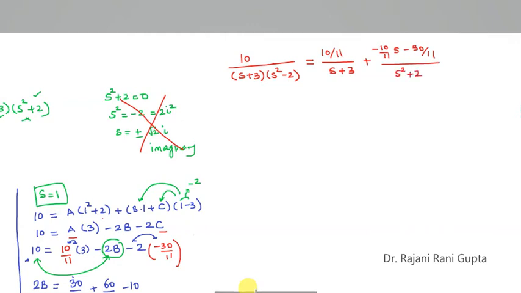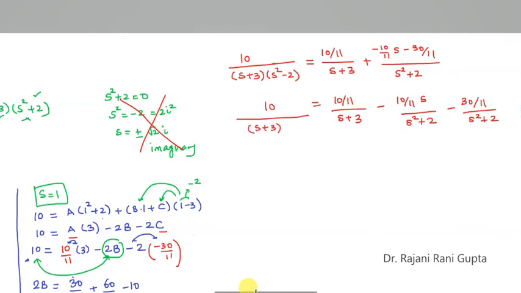Okay, now these are two terms in the numerator, denominator only one term. So we will split them. 10 over 11 s plus 3 minus, plus minus gives you minus 10 over 11 s over s square plus 2, and then plus minus become minus 30 over 11 s square plus 2. So we rewrite this term into 3 parts. Okay, sorry, it was plus 2.